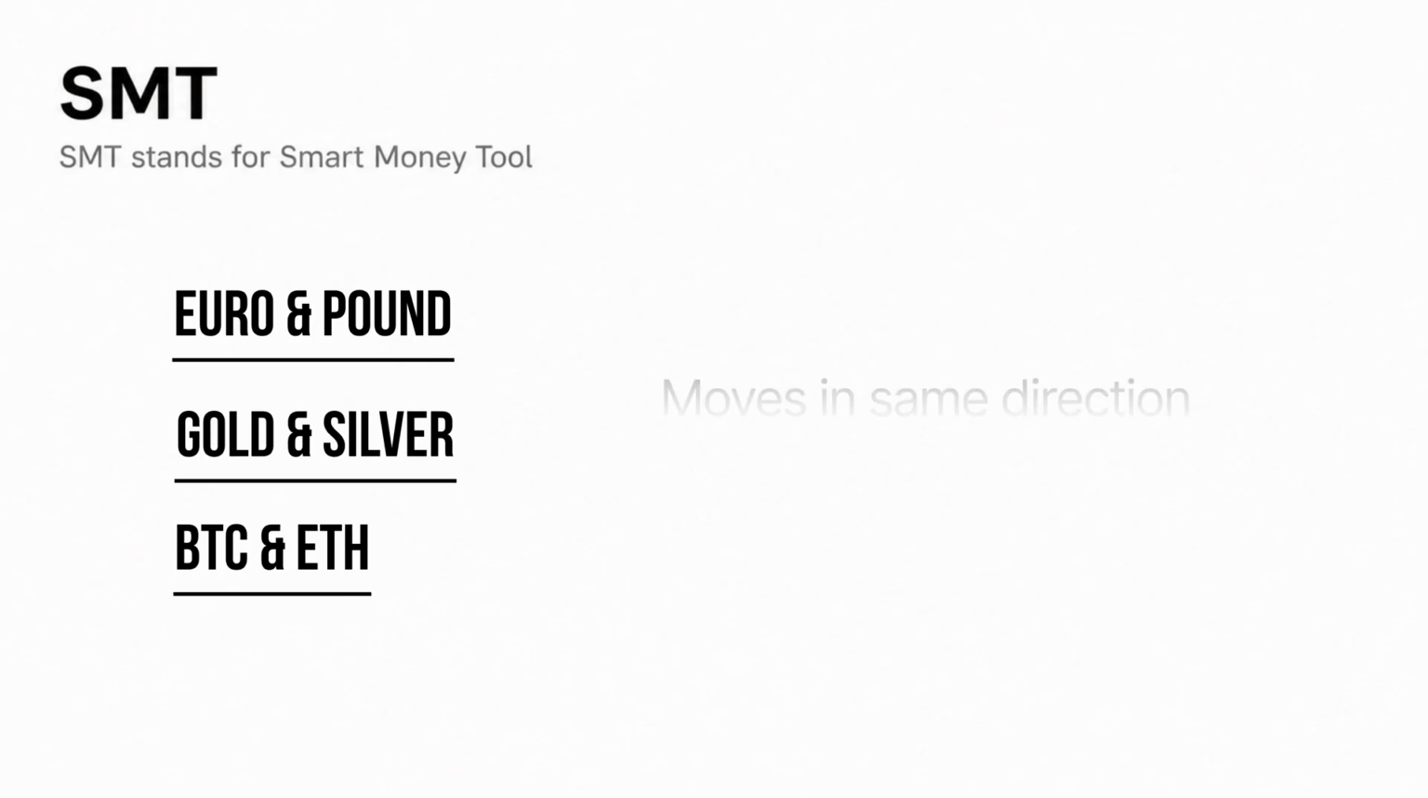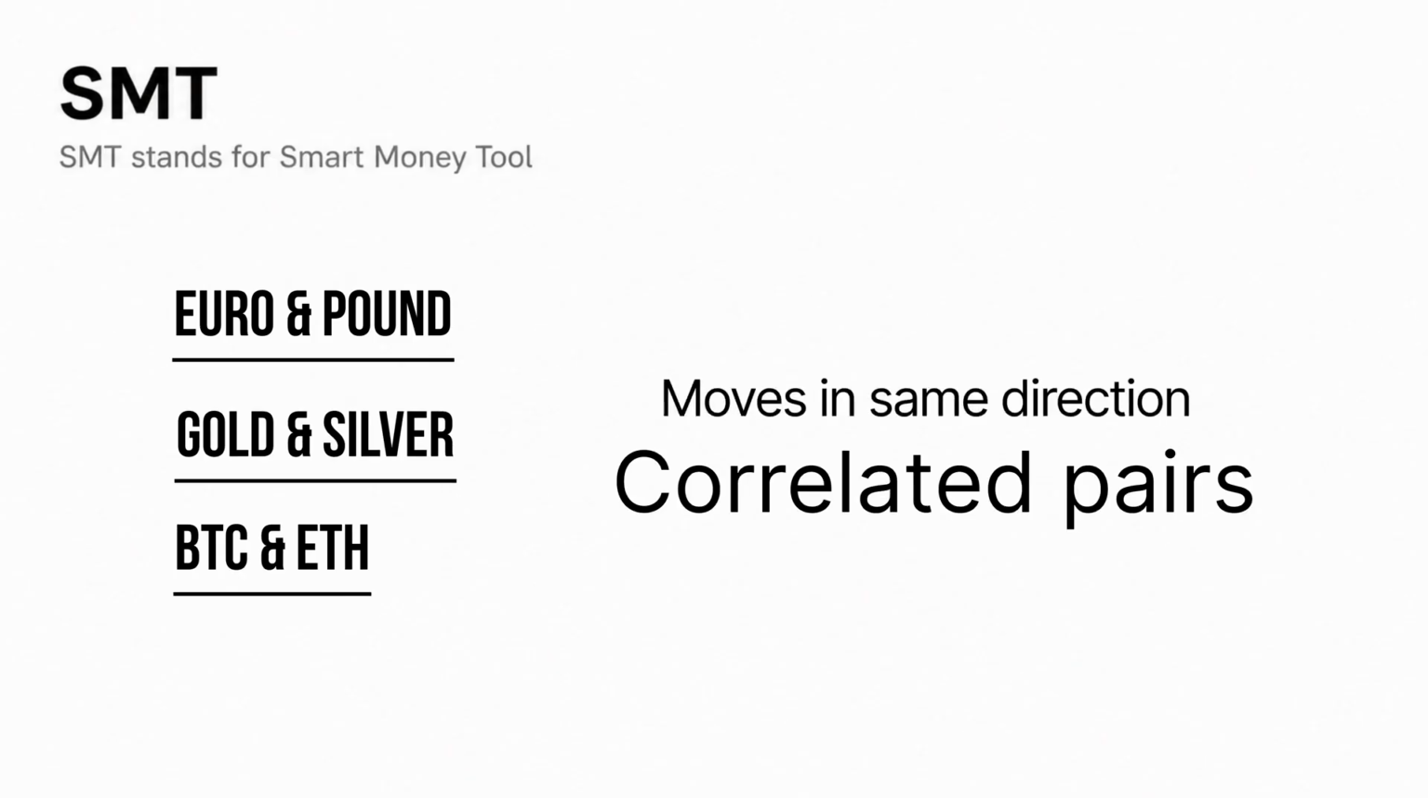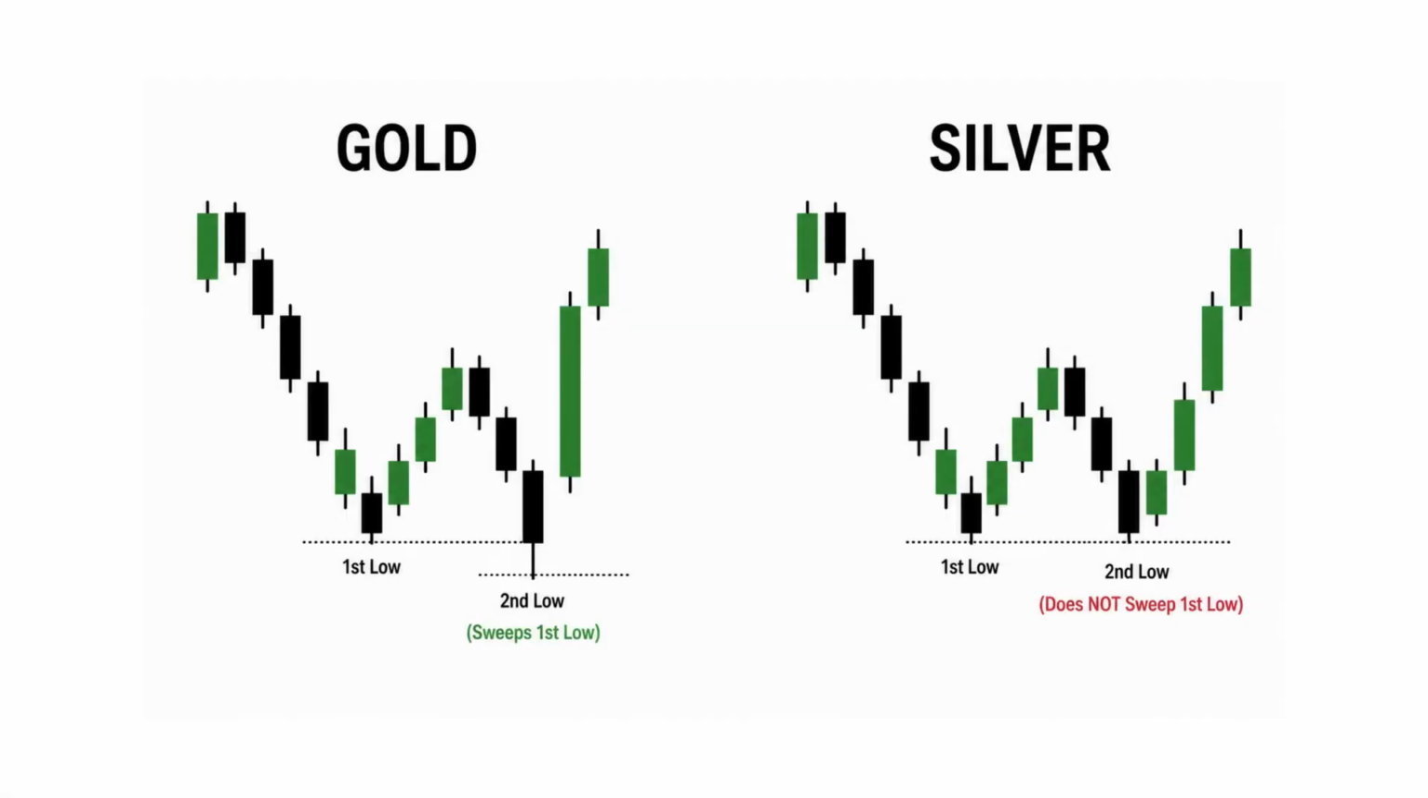In simple terms, SMT divergence happens when two correlated assets are not doing the same thing. For example, in Forex you have pairs like euro and pound, or gold and silver. In crypto, you have Bitcoin and Ethereum. These assets usually move in the same direction because they're highly correlated. Now imagine gold is moving down and it breaks a previous low, but silver also moves down and fails to break that same low. That's a mismatch. That's where divergence forms. And when divergence happens at the bottom, it's considered bullish. It suggests that the selling pressure might be weakening.